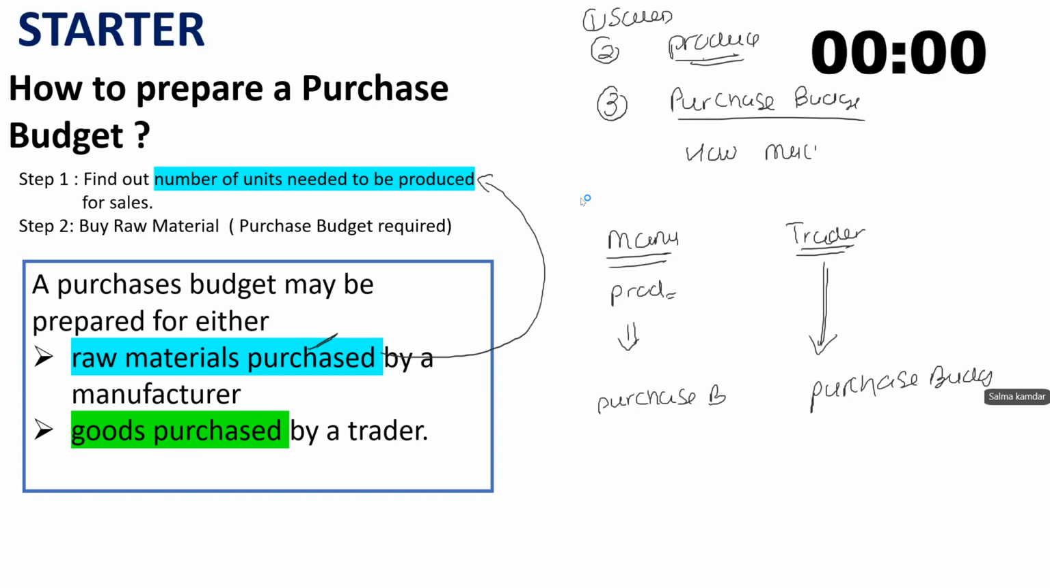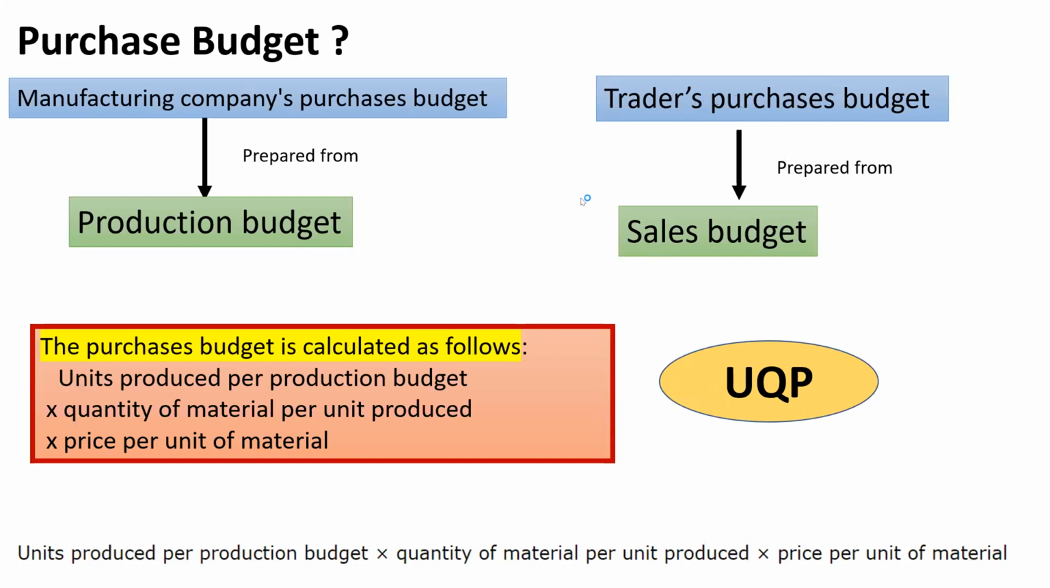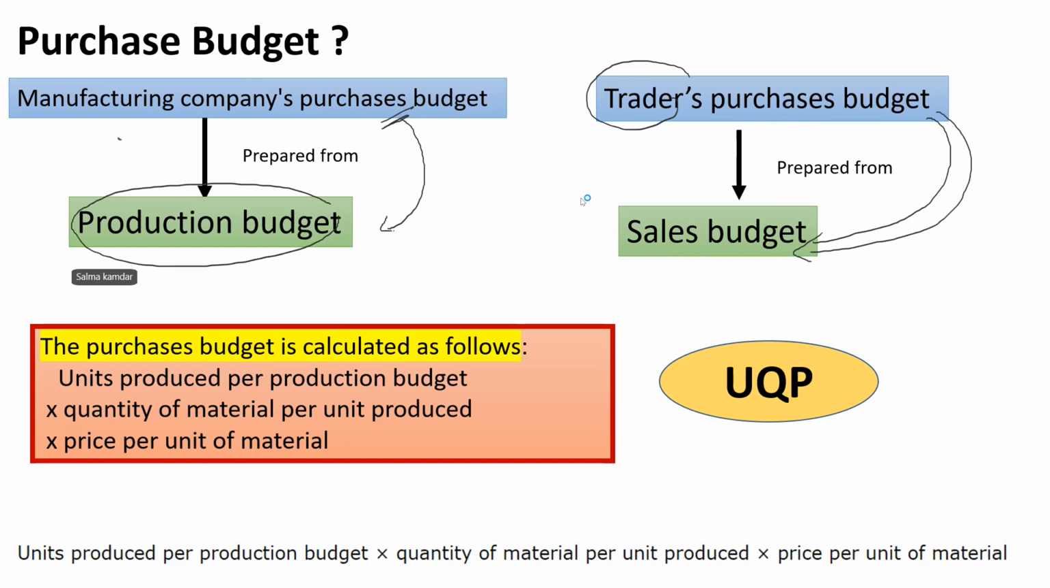So there is a difference between a purchase budget and a production budget. A manufacturer will prepare his purchase budget from the production budget. But a trader will prepare his purchase budget directly from the sales budget. A manufacturer will use the production budget, but traders will use the sales budget.